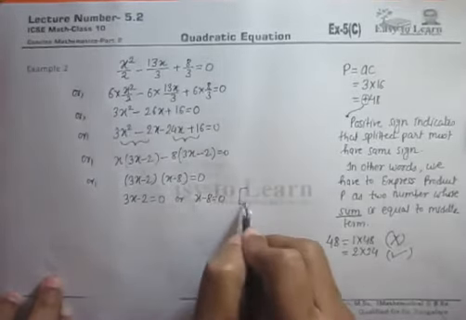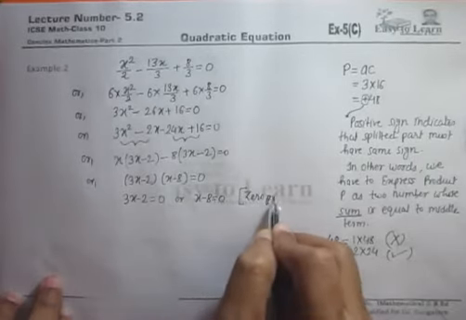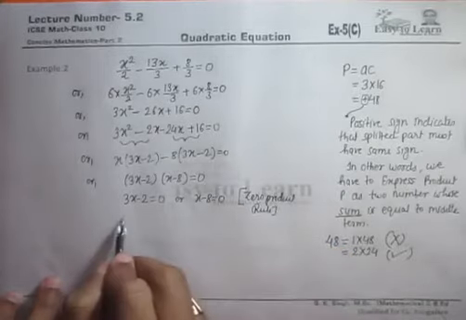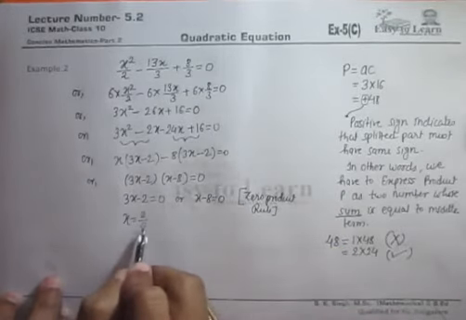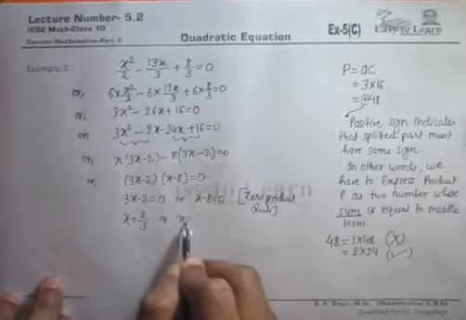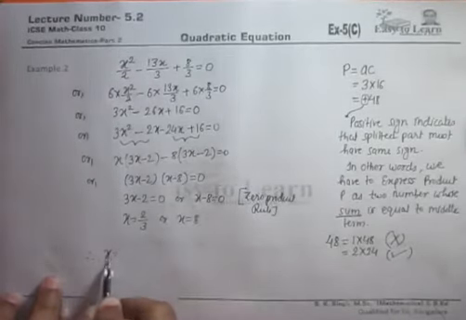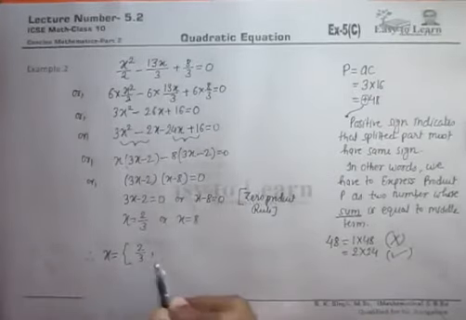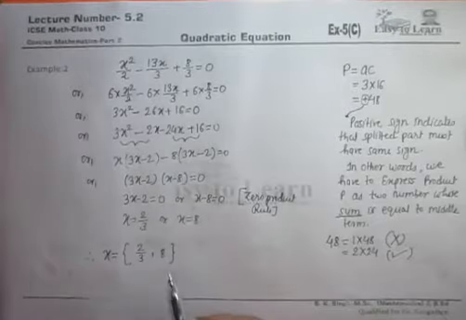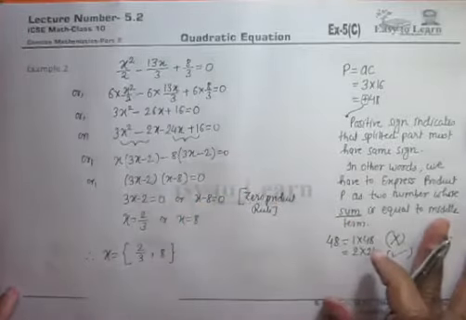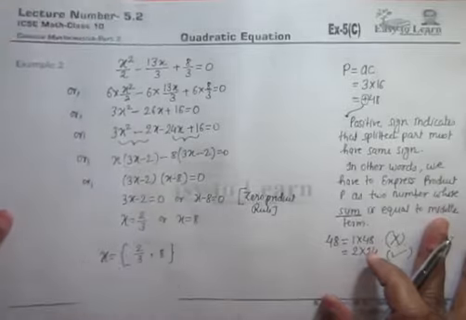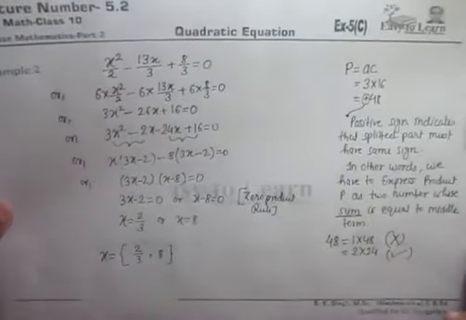This is called the zero product rule. So from here you will get x is equal to 2 by 3, and from here you will get x is equal to 8. So ultimately the solutions are 2 by 3 and 8. So these are the solutions of the given equation. So this method is called factorization by splitting method. You have already read about the factorization by splitting method in class 9. I just recalled it.